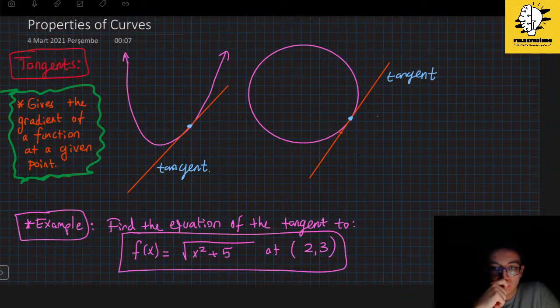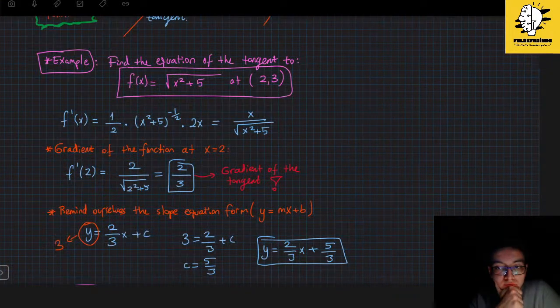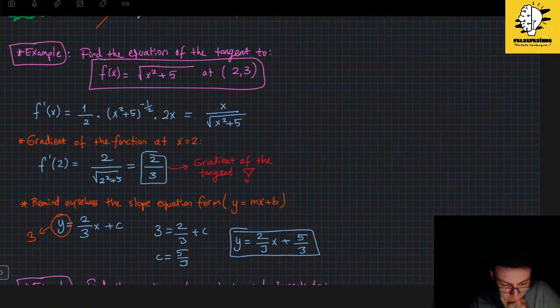Yes. So let's try to understand it in the following example. Burak, could you move down a little bit? Sure. Please? Okay. So we have a function, and it asks us for the equation of the tangent when x is equal to 2 and y is equal to 3.